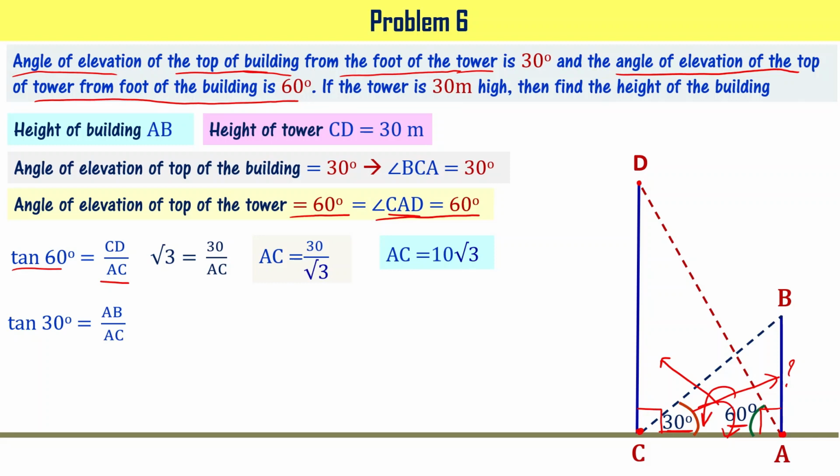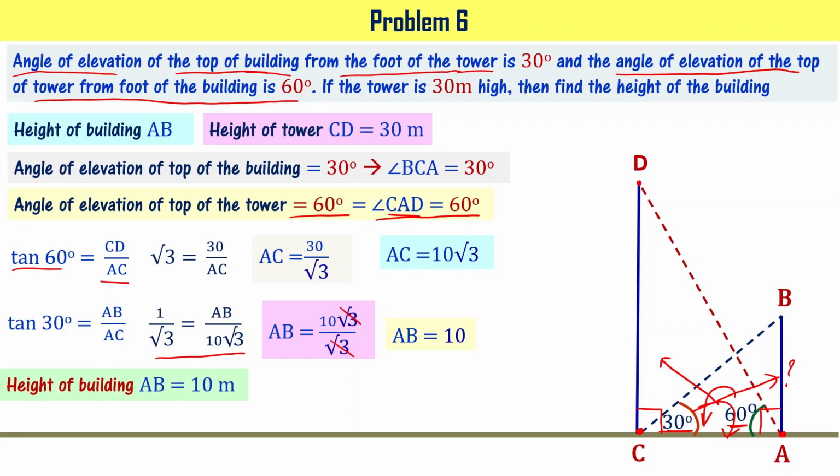We know tan 30 degrees equal to 1 by root 3 and let's substitute AC equal to 10 root 3 such that it can be written as 1 by root 3 equal to AB by 10 root 3. Rearrange this equation such that you will write AB equal to 10 root 3 divided by root 3. Now I can cancel this root 3 and this root 3 so that AB becomes 10. It means height of the building AB is 10 meters. This is what we are asked to find.